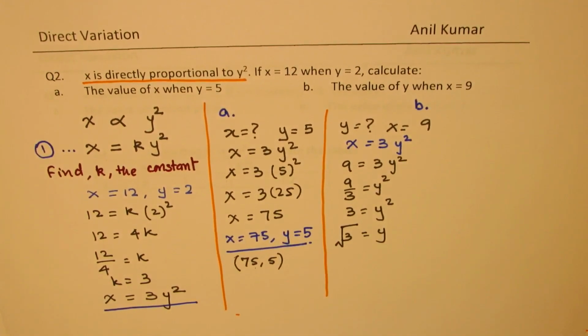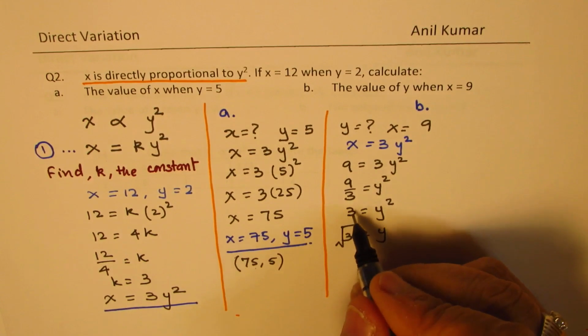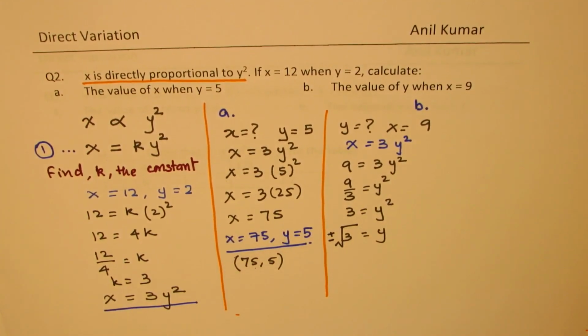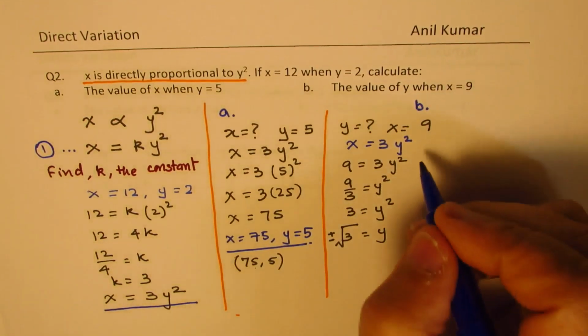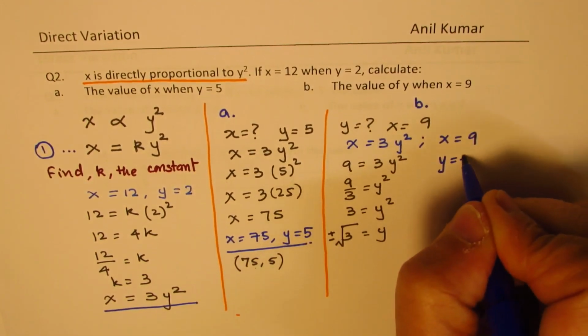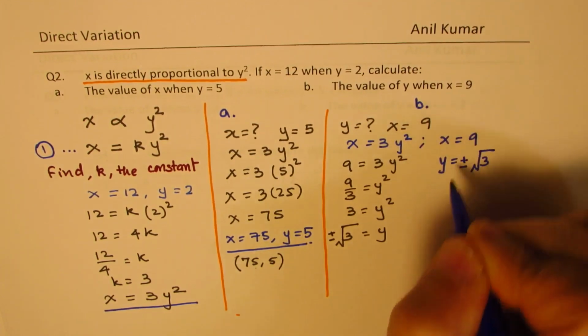Now the question is, should I take plus or minus or not? Well, the square root of minus 3 squared is also 3, right? So we have to take the value plus and minus. So in this case, we have two solutions, right? So we can say that when x equals 9, y equals plus or minus square root of 3. Does it make sense to you?